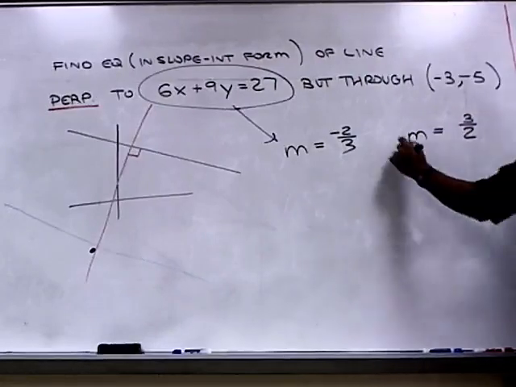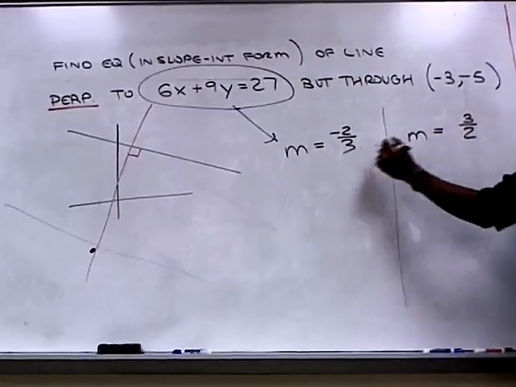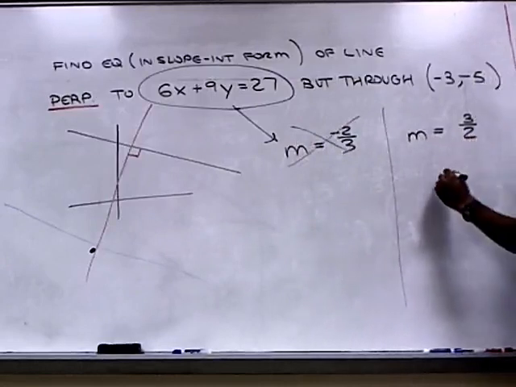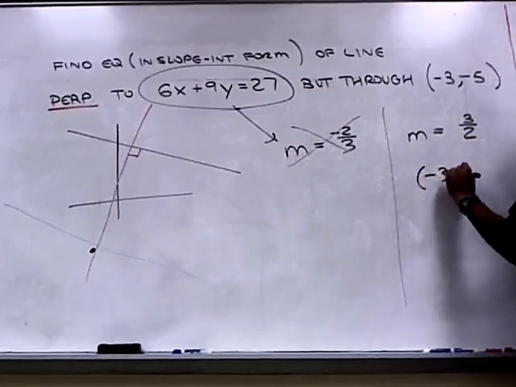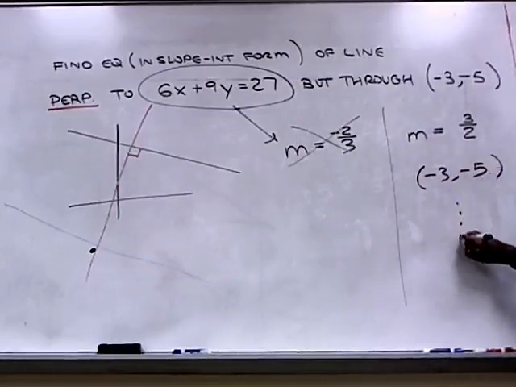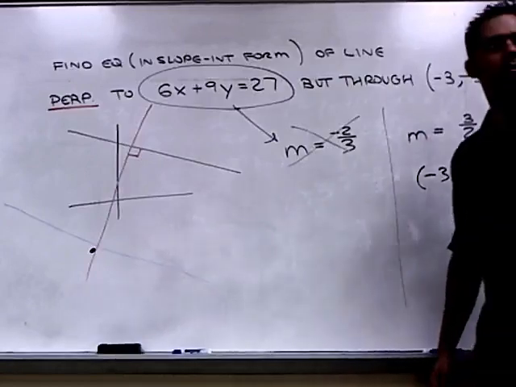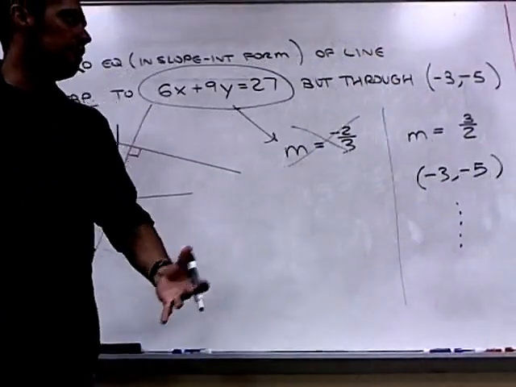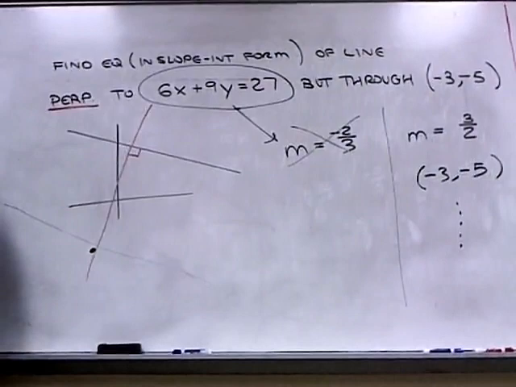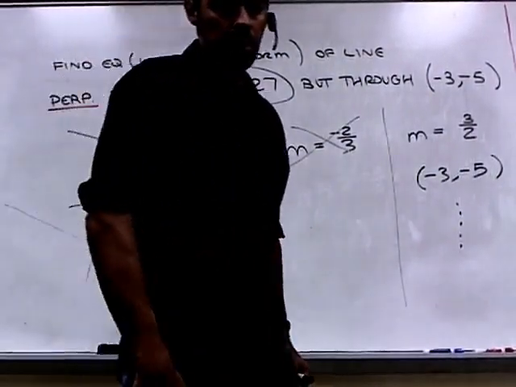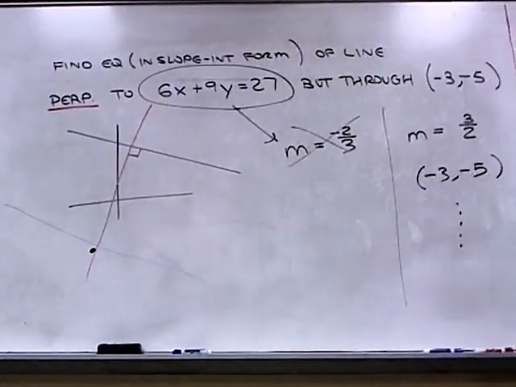So now what I have is this. I have a slope, right? Not this one. I have this slope, and I have the point -3, -5, and then dot, dot, dot. You would just go through and use your formula again, and you get a different line, right? Questions?